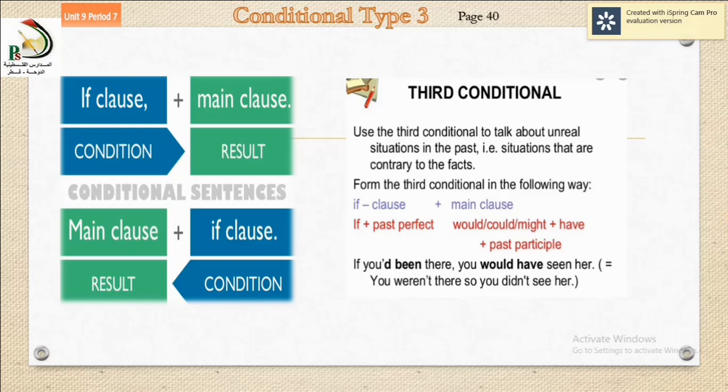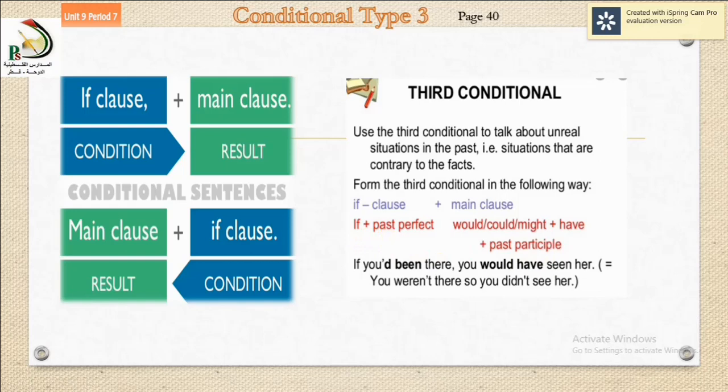And what is the rule for that? If plus past perfect plus would, could, might. And you can take any modal word but in the past. See? Would, the past of will, could, the past of can, might, the past of may. And after that you will use what? Present perfect. How present perfect? You will use have plus past participle. If plus past perfect, you have to memorize it by heart.